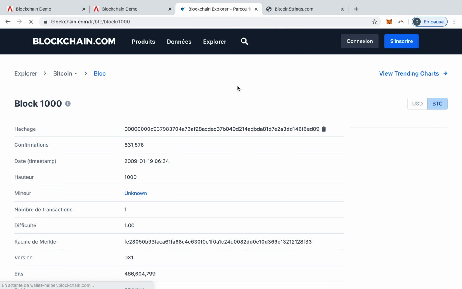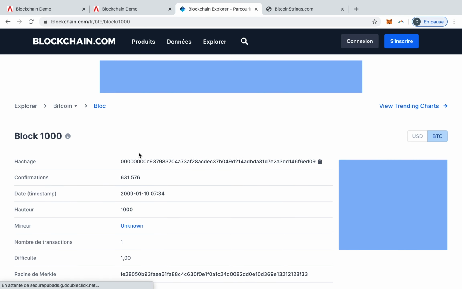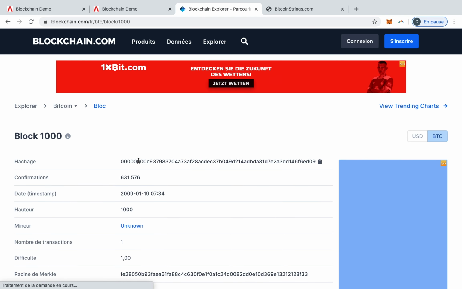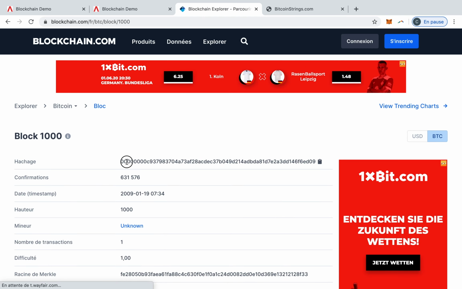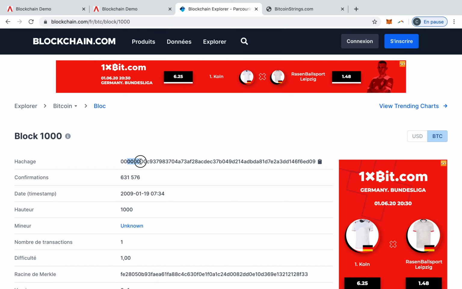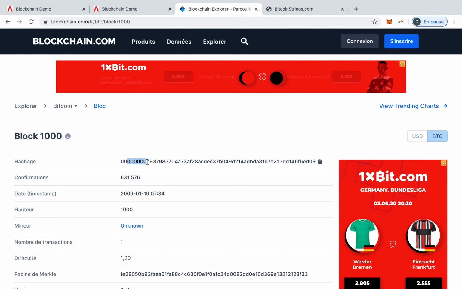Block 1000, what happens is you look at the hash, the number of zeros required was only 1, 2, 3, 4, 5, 6, 7, 8 zeros and not 18. It was much easier at the time. So the difficulty of the problem augments with time to go with the fact that the computer becomes more and more powerful.